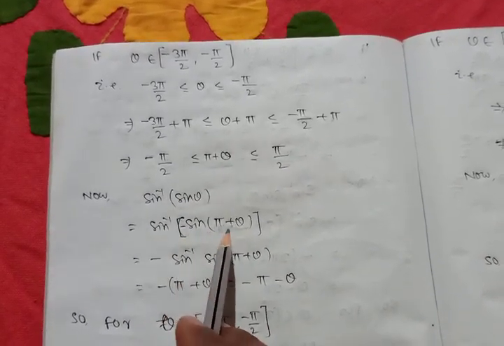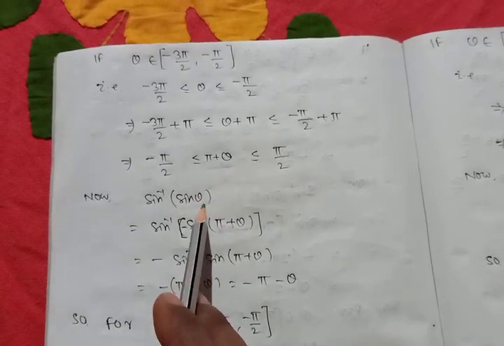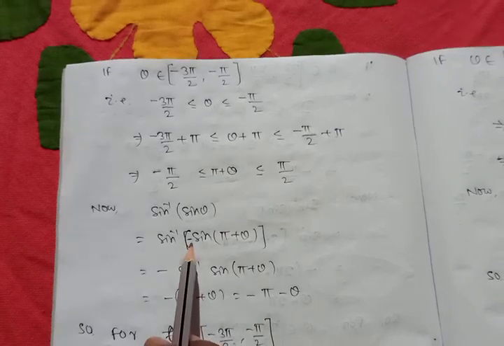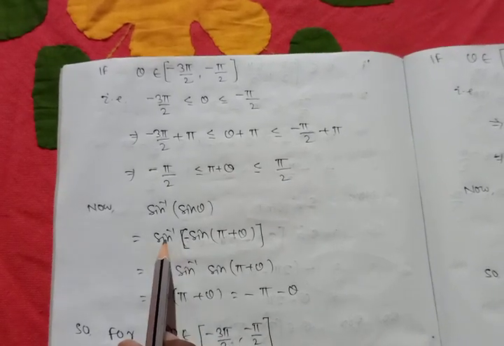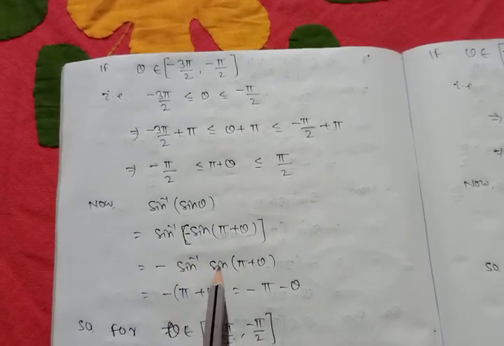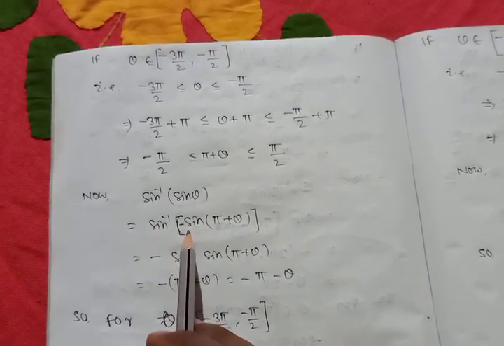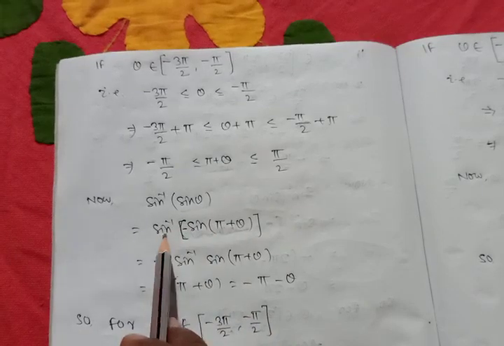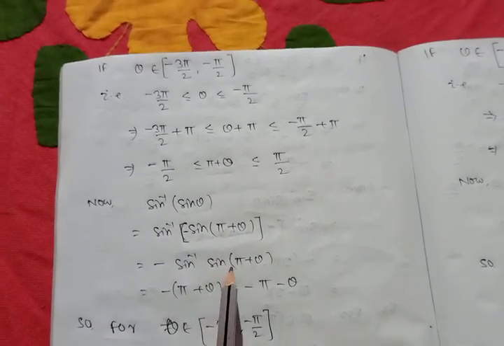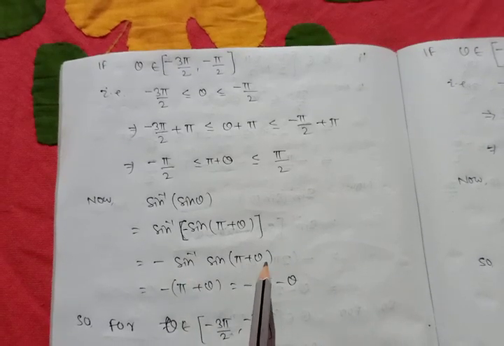But is sine of pi plus theta equal to sin theta? No, it is minus sin theta. That's why you multiply a minus symbol here. So now what do we get? We get sine inverse of minus sin theta. This is minus sine inverse of x. You consider this as x. Okay, it is sine inverse of minus x is equal to minus of sine inverse of x. That is sine inverse of sine of pi plus theta.